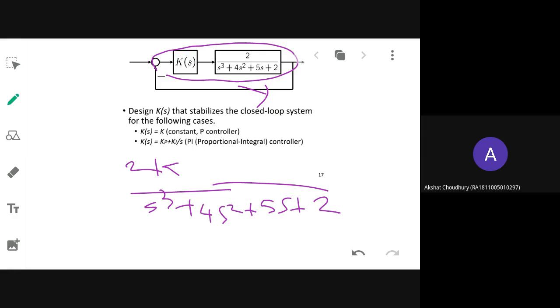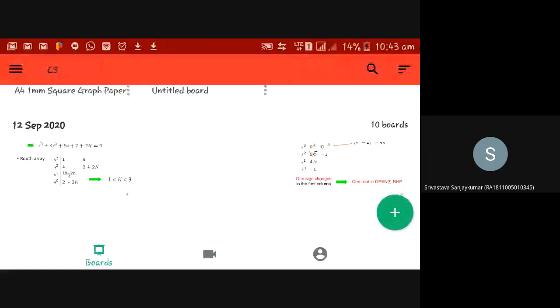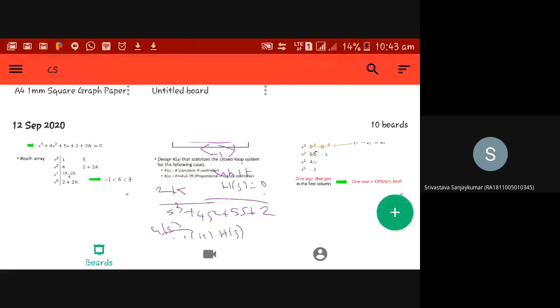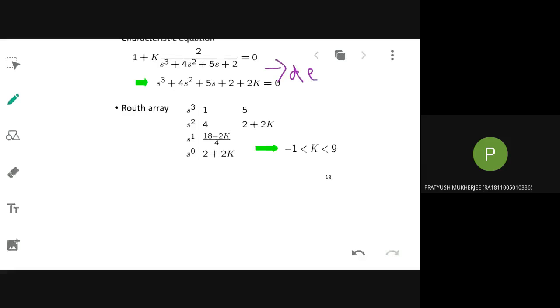Then there is a negative unity feedback system, H of s is equal to 1. What is the formula for eliminating a negative unity feedback path? G of s divided by 1 plus G of s into H of s. Then what will be the reduced equation that you will be getting? You have to tell me. The characteristic equation, what is the thing? This is the denominator, that is 1 plus G of s into H of s. That is your denominator.